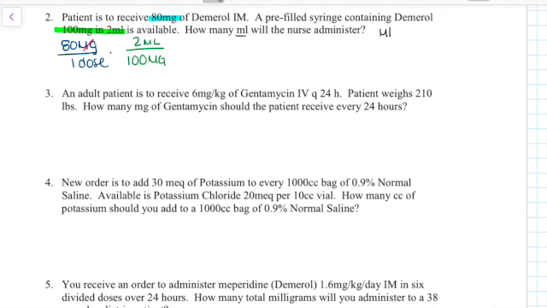So we're going to cross cancel milligrams. 80 times 2 is 160. And 1 times 100 is 100. So when we divide 160 by 100, that's going to be 1.6 mLs per dose.